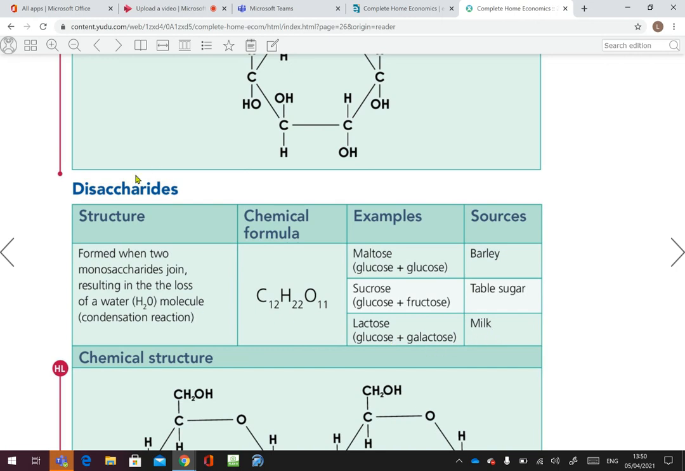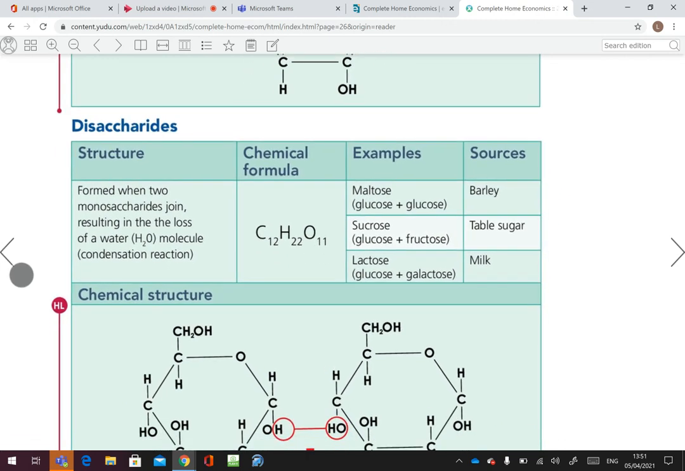Okay, so disaccharides, two come together, water is taken out, it's called a condensation reaction. The chemical formula is C12H22O11 because H2O has come out. Our examples are maltose, sucrose, and lactose. And for a good higher level answer, you will have to know your glucose plus glucose for maltose, glucose plus fructose for sucrose, and your glucose and galactose for lactose. Okay, and your sources as well. That comes up in short questions too. They might ask you for sources of different things.